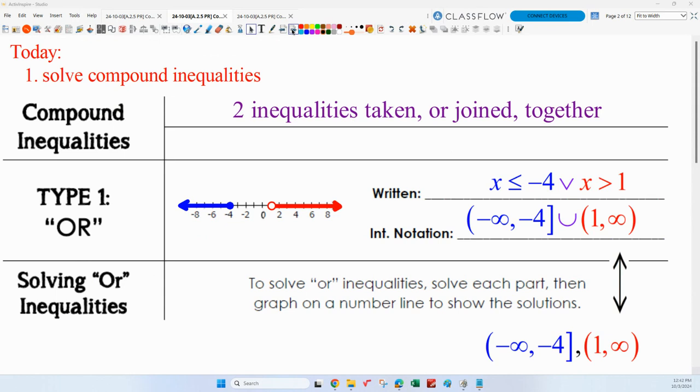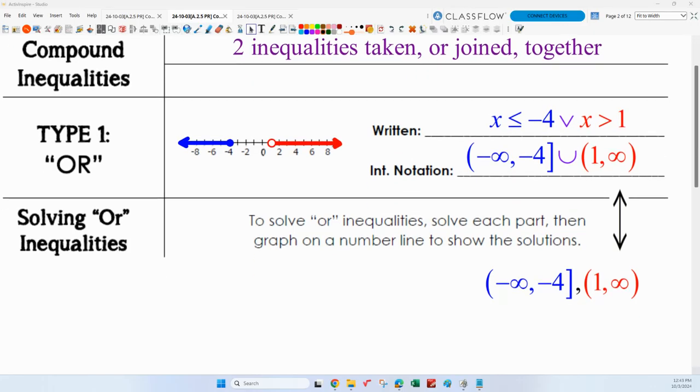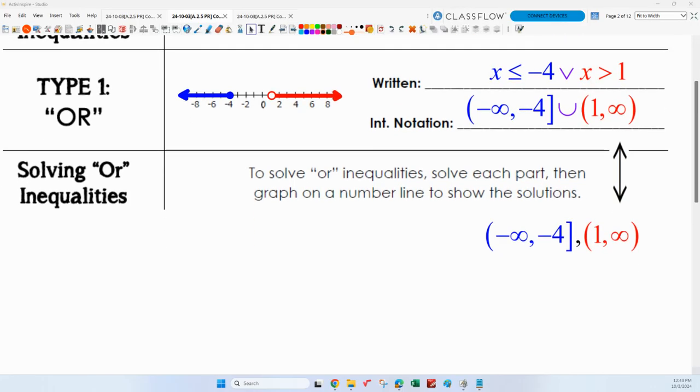So today, we're going to graduate from simple inequalities to compound inequalities. The word compound just means when you put things together, right? So a compound inequality is just two inequalities joined together. That's it. There are two types of compound inequalities, or and and inequalities, and they mean different things.